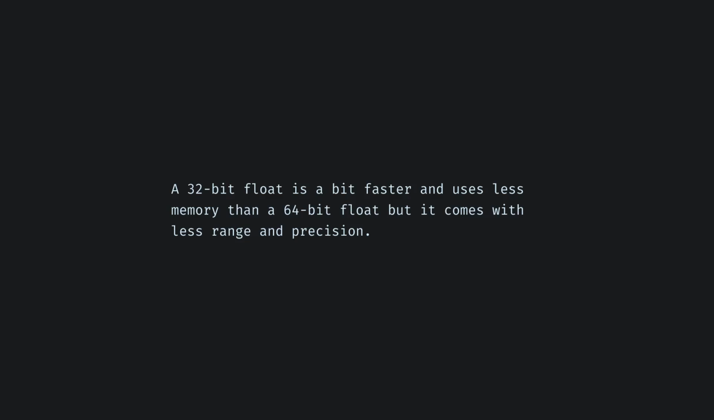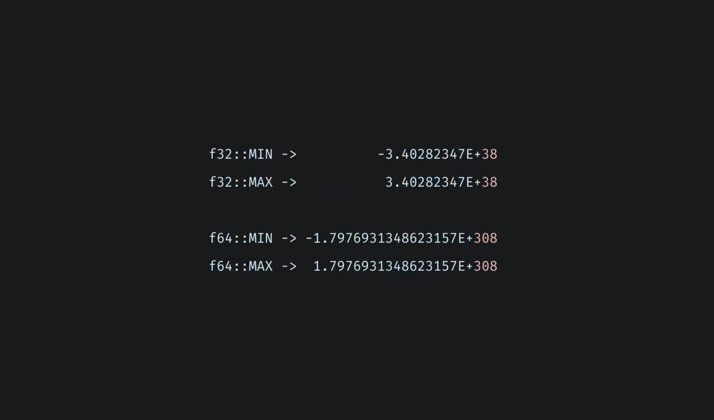A 32-bit float is a bit faster and uses less memory than a 64-bit float, but it comes with less range and precision. The minimum and maximum values a 32-bit float can have is this, while that of a 64-bit float is this. 32-bit floats are best used in graphics and video processing, where memory usage is a primary concern and their range and precision are significant for the task. 64-bit floats, on the other hand, are used in scientific calculations and statistical analysis where precision is very necessary.